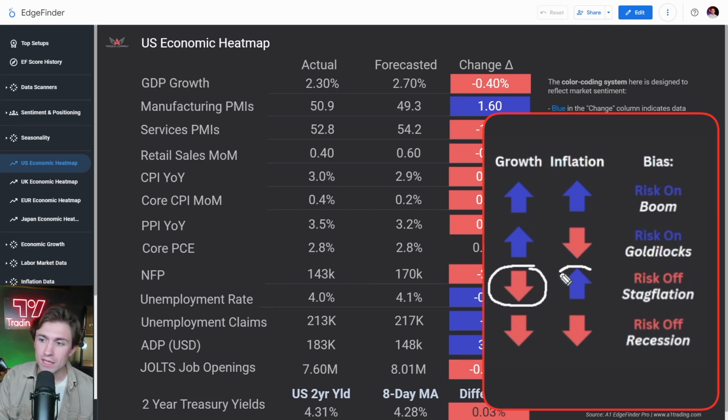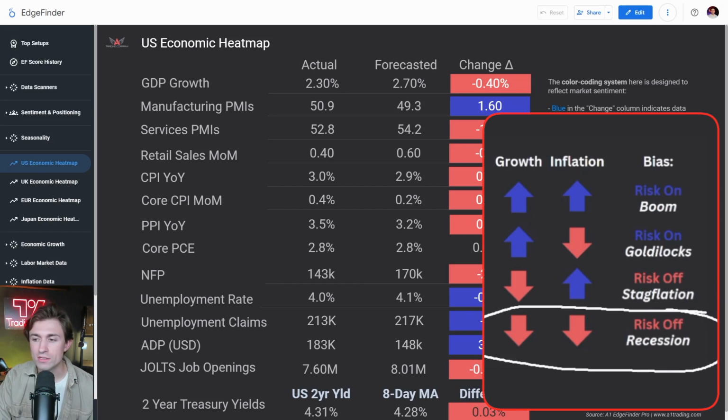But at the same time, they can't do too much with inflation because, again, their hands are tied, if you will. Stagflation is a really tricky environment for economists to deal with and for the Federal Reserve to try and manage. It's actually a pretty nightmarish scenario. And there's only one that is arguably worse. This is the risk off.